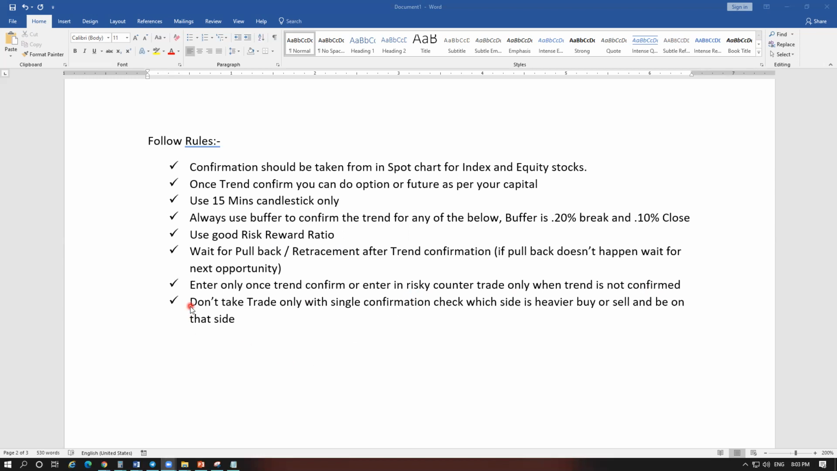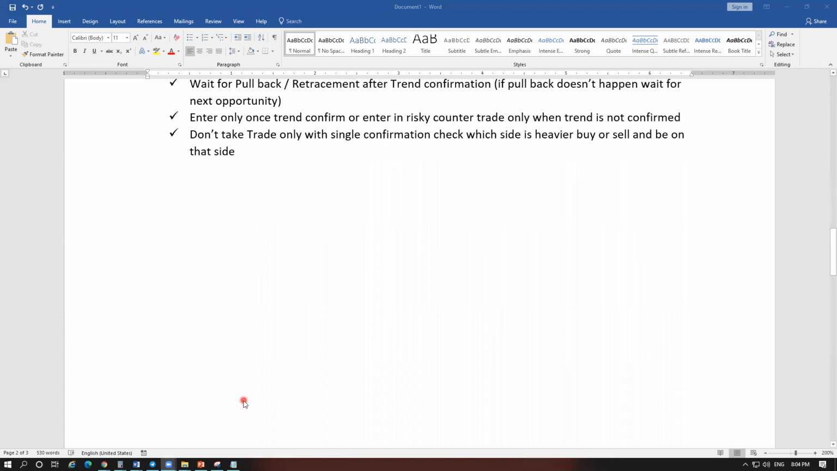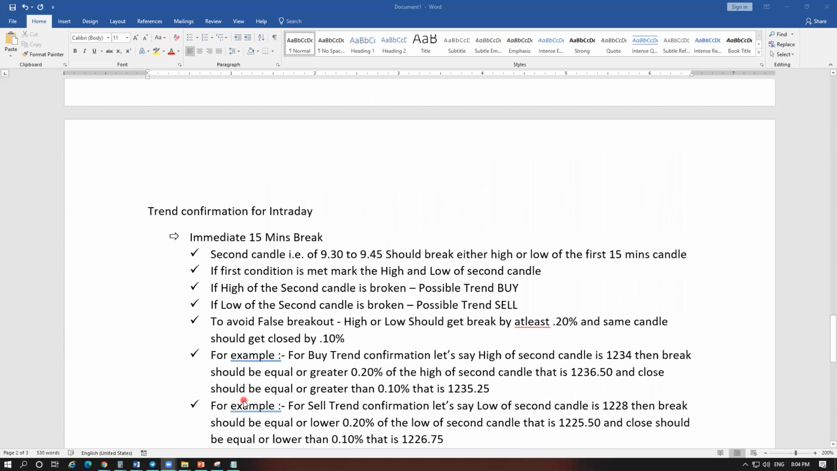And this is the most important. Don't take a trade with only a single confirmation. Check which side is heavier, buy or sell side, and be on that side. If you get only one confirmation, don't take the trade. Definitely it will end up hitting your stop loss. So these are some rules. Let's move on to how to trade the stock.